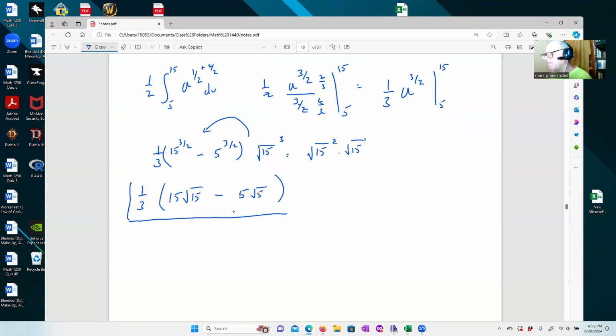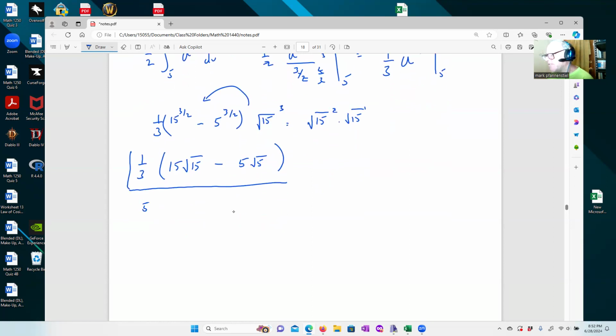Let's go ahead and pull that 5 out. So we could say this is 5/3. If I pull a 5 out of here, then we're going to have 3 root 15 minus root 5. And there's really not much else we could do with this. If we really wanted to force the issue, we could.